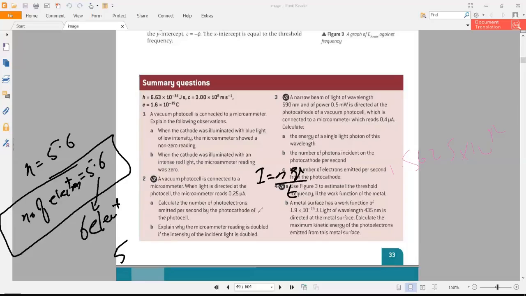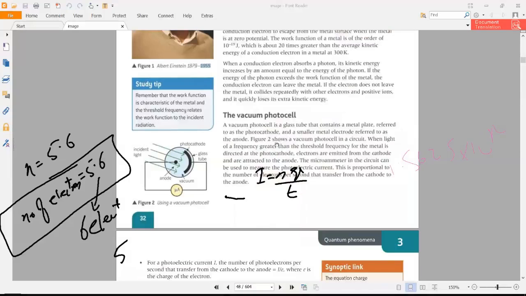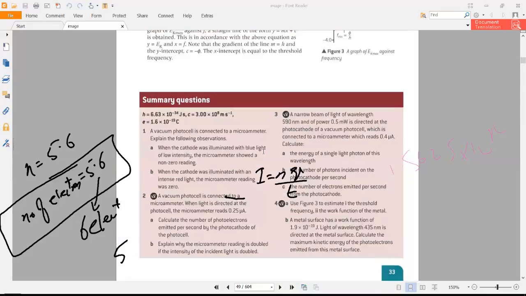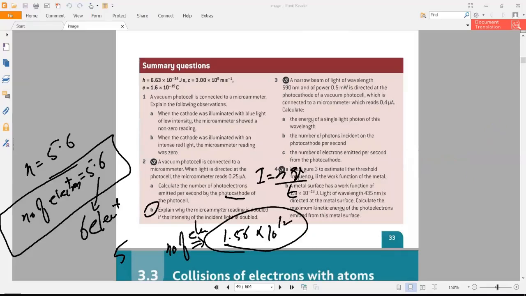What exercise is this? 3.1 or 3.2? Let me check the mark scheme. I think this is chapter 3. Go up. Question 3.2, question 2a is 1.6 times 10 to the power of 12. So we're right. So these are the number of electrons. That's right. Next question. Explain why the microammeter reading is doubled if the intensity is doubled.